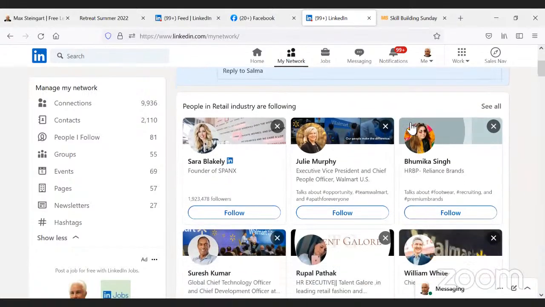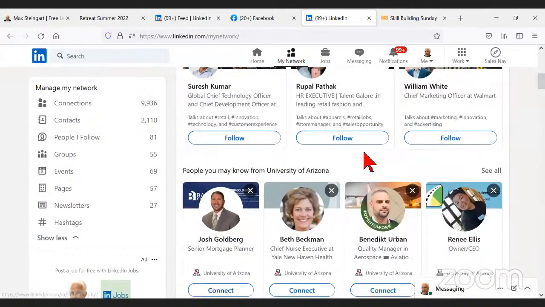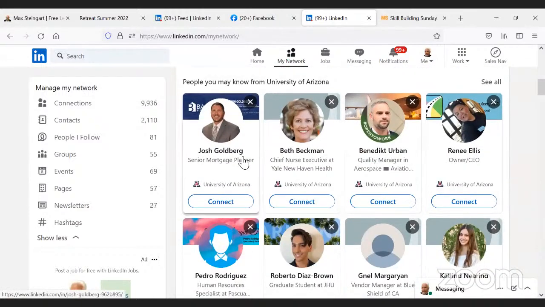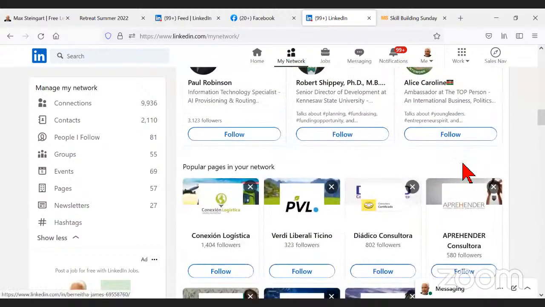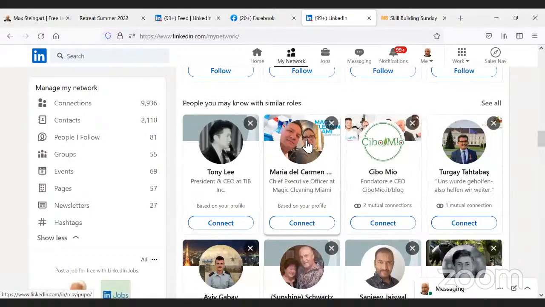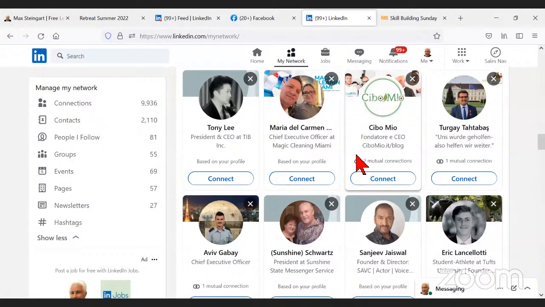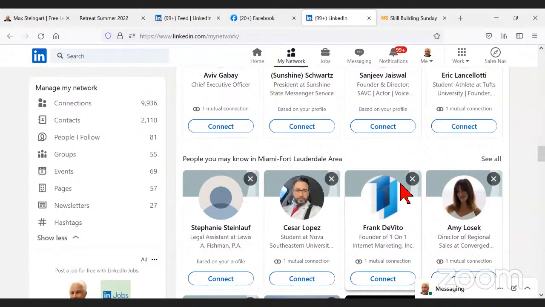you come down here, LinkedIn literally urges that you can connect with people. These are people that went to my college. These are people that they're always people you may know with similar roles. So when you hit the connect button, there's no way to send a message.